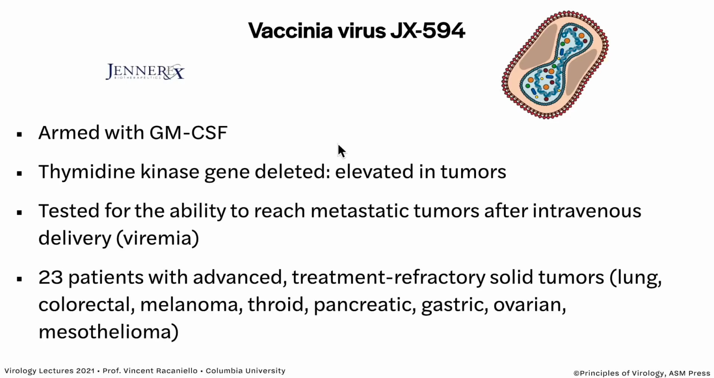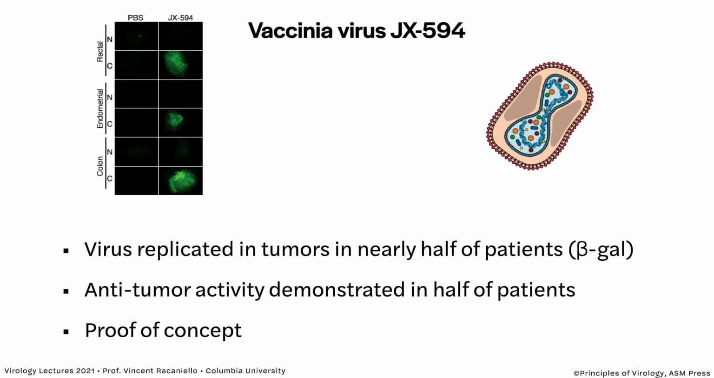Vaccinia has also been explored. We put the GM-CSF gene into Vaccinia virus. We delete the TK gene because it turns out that many tumors have a lot of that, so this will specifically send the virus to tumors. And this is being tested for the ability to reach metastatic tumors after IV delivery, right? Metastatic tumors are a challenge because you can't inject intratumorally. They treated 23 patients with all kinds of advanced treatment-refractory solid tumors of different organs. The company is called GenRx, by the way, a callback to Edward Jenner, right?